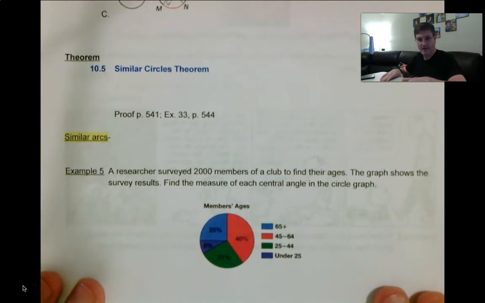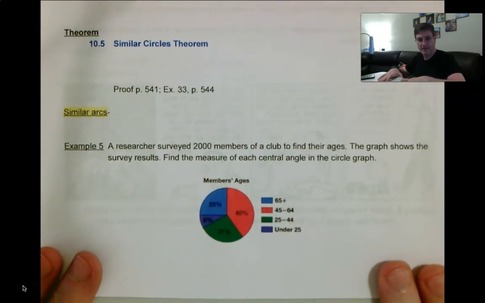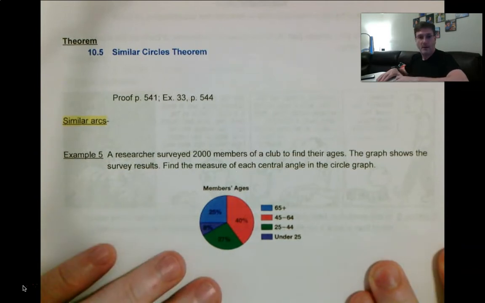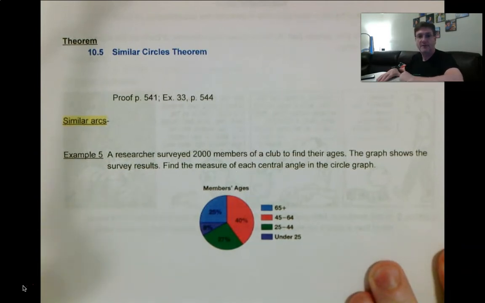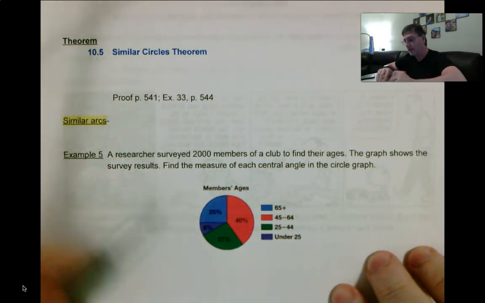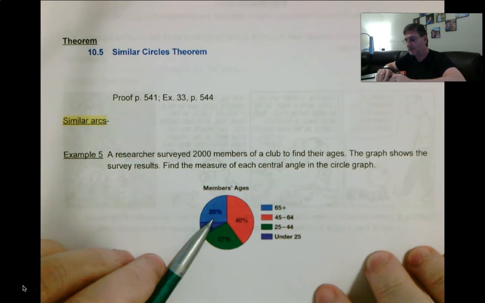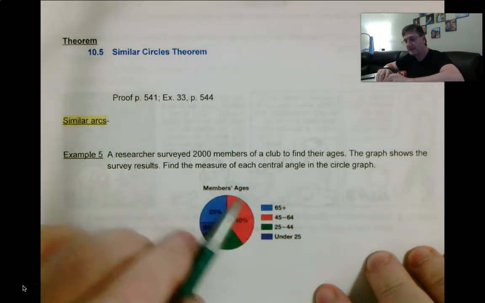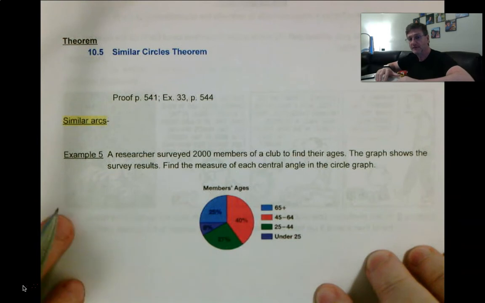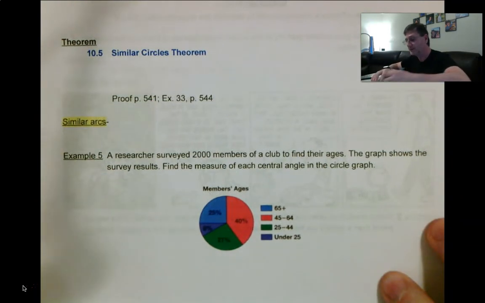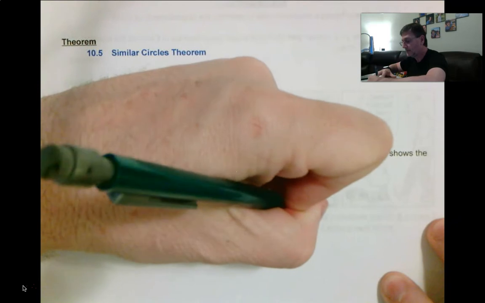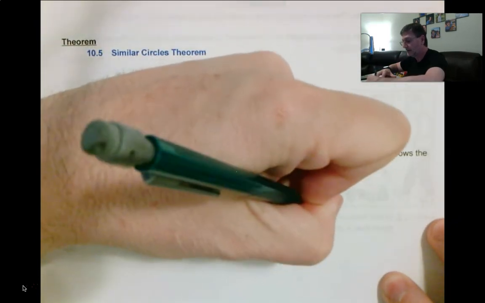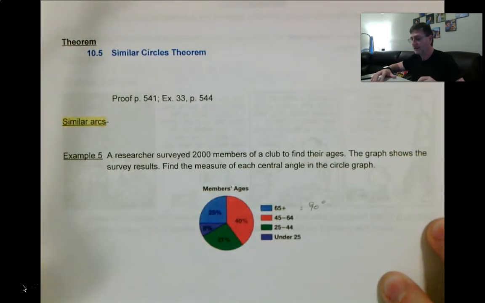Example 5. A researcher surveyed 2,000 members of a club to find their ages. The graph shows the survey results. Find the measure of each central angle in the circle graph. So if we have 25% of the circle, that's 25% of 360 degrees. So 25% of 360 degrees is equal to a 90-degree arc.